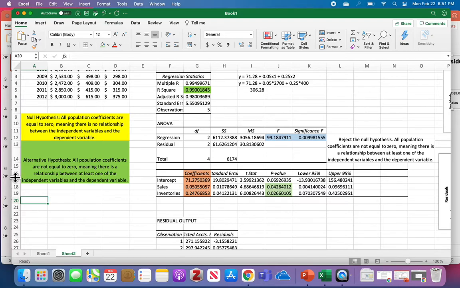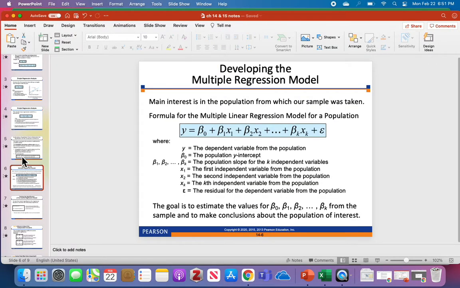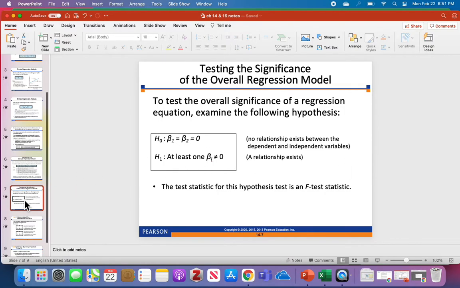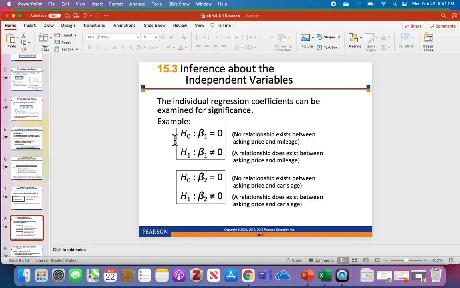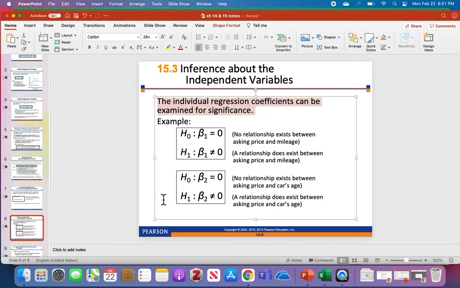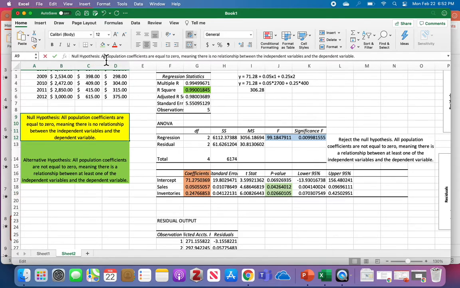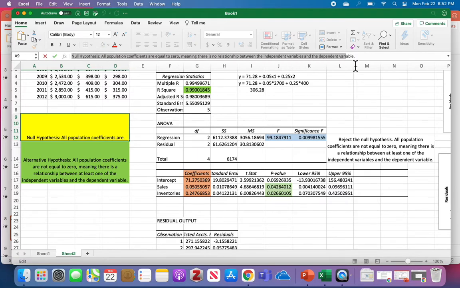But what we actually did, let's go back here. That was the first test we did, making sure that there was a relationship. Looking at those second p-values is actually looking at the individual regression coefficients. So is there a relationship between sales and accounts receivable? Is there a relationship between inventories and accounts receivable? Even though you only ran one regression, you actually have three different hypotheses.